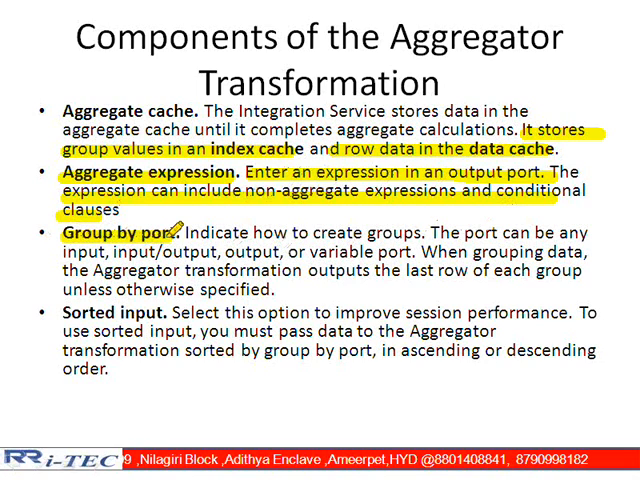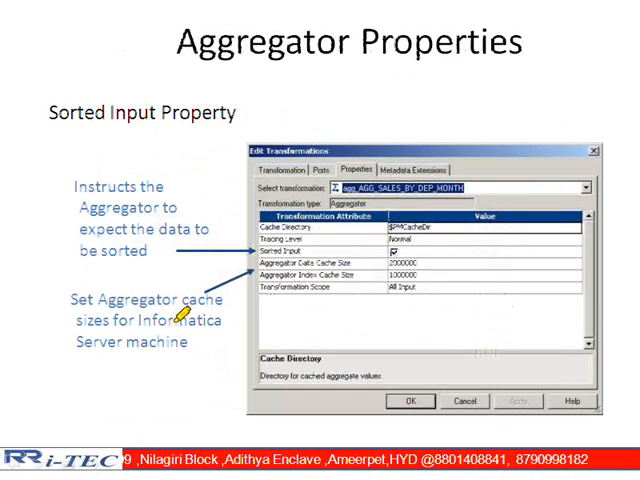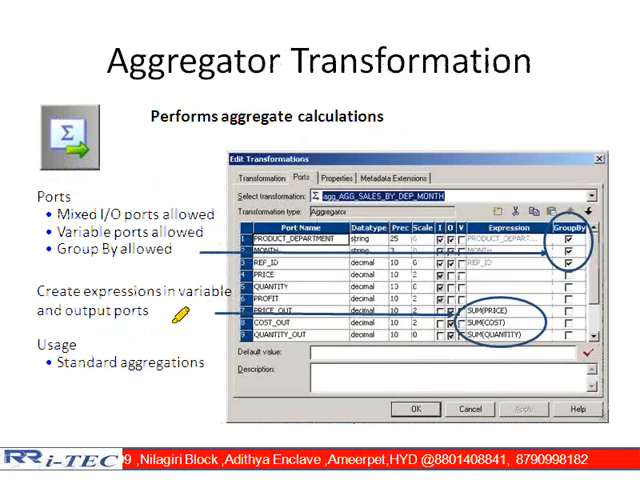What is the meaning of group by port? It indicates how to create groups. The port can be any input, output, or variable port. When grouping data, the aggregate transformation outputs the last row of each group unless otherwise specified. You understand this point, right? Okay. Group by port is nothing but, if you go and see the property here, this is the group by port.